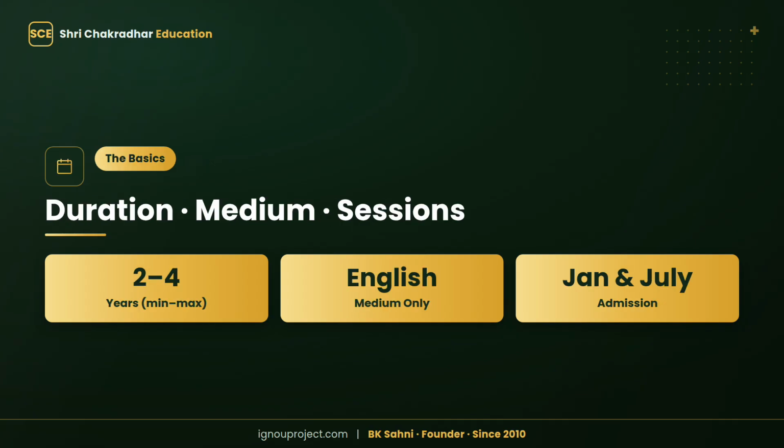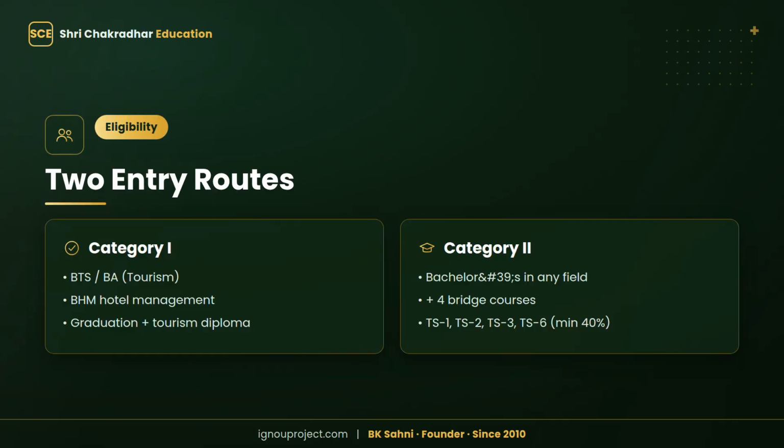The minimum duration is 2 years and the maximum is 4 years. The medium of instruction is English only, and admission opens in both the January and the July sessions. There are 2 entry routes. Category 1 is for learners who already hold a tourism qualification, BTS, a BA in tourism, a BHM hotel management degree, or a graduation plus a recognized tourism diploma. Category 2 is for graduates from any field, but they must clear 4 extra bridge courses: TS1, TS2, TS3, and TS6, scoring at least 40% in each.